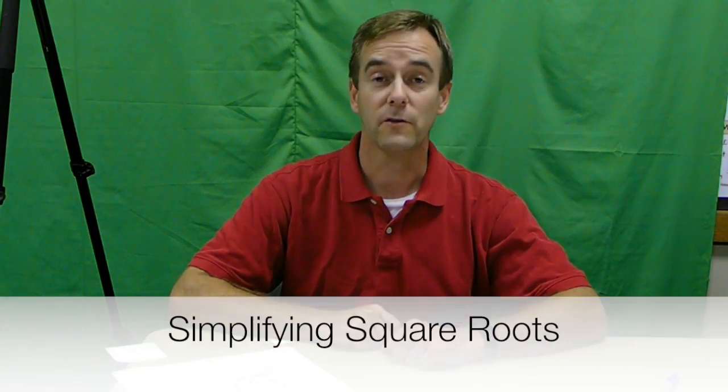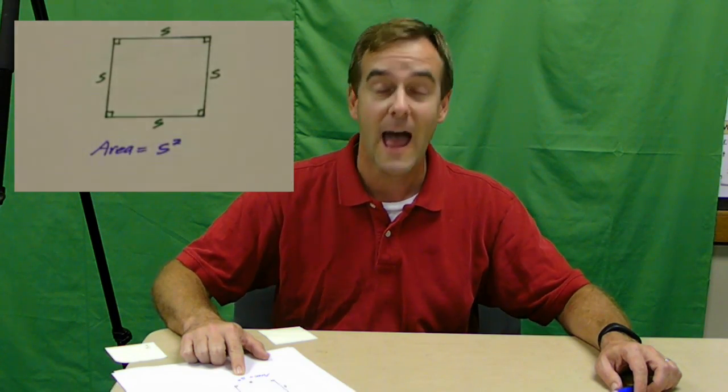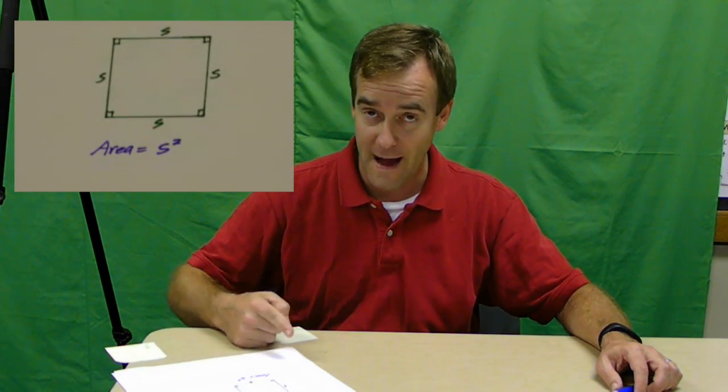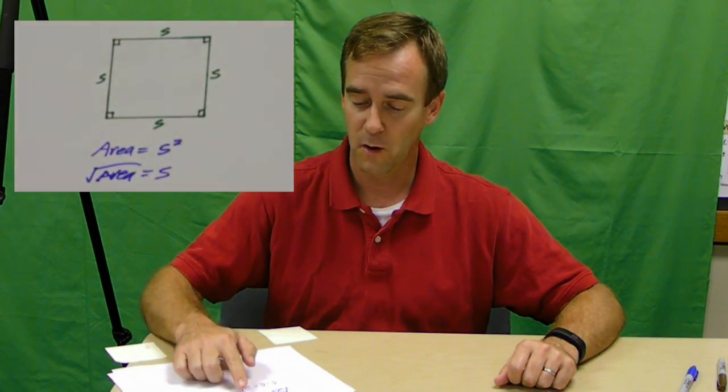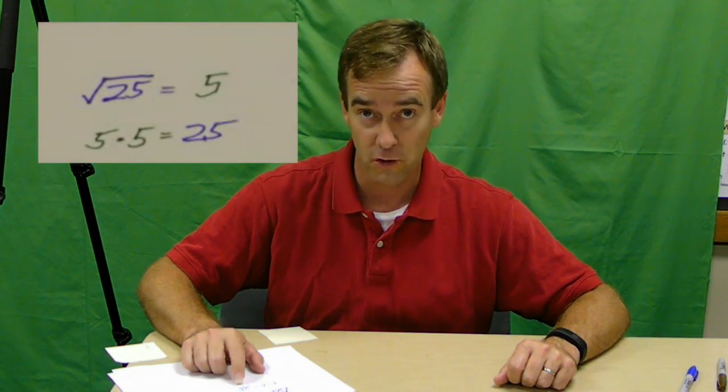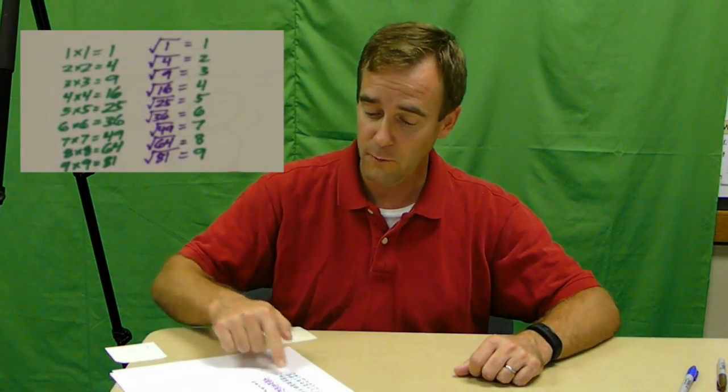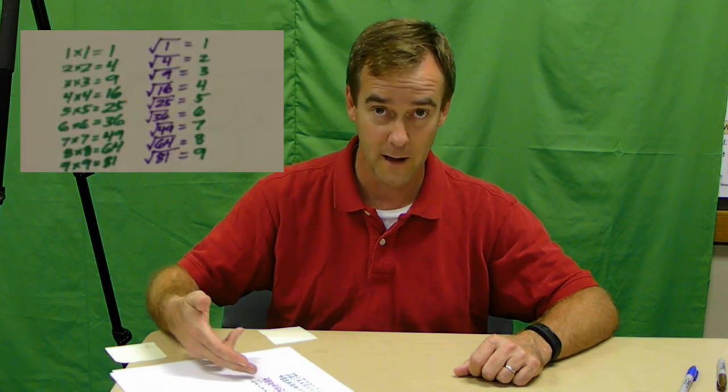So today, we're simplifying square roots. In math, sometimes we have to multiply a number times itself. Happens pretty often. And sometimes we have to go backwards. A square root is the number that when you multiply it times itself, you get the original number. Now, some square roots work out nicely, and you've known them for a long, long time.